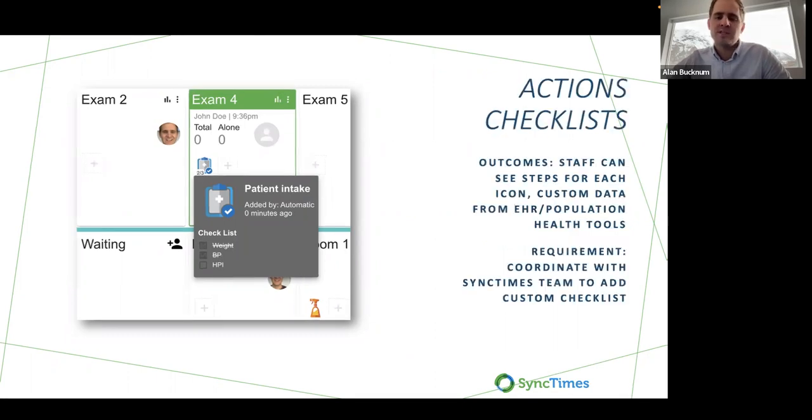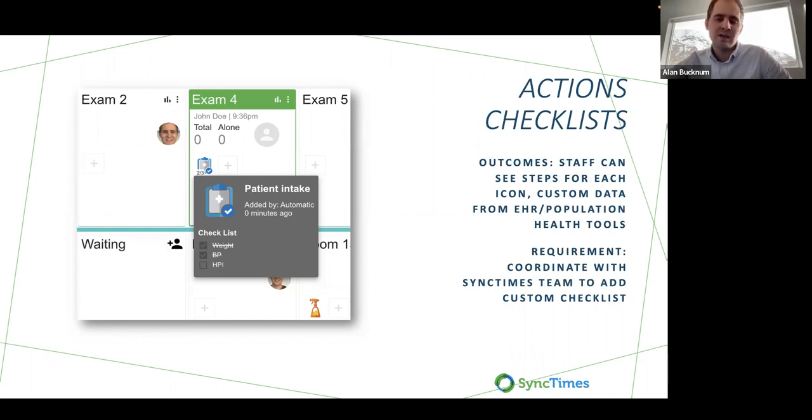But there are two main purposes for this. First is being able to look at what is pending for a specific icon. So say patient intake: you can say there are specific items that are needed in order to carry out a patient intake, and have that as a reminder for staff so that they can double check, did I finish everything that I needed to here? So the outcomes here: staff can see steps for each icon. We're also pulling in custom data from EHRs and population health tools.